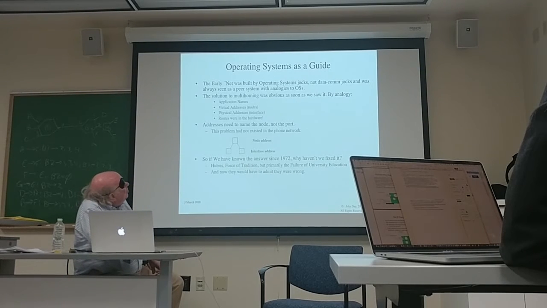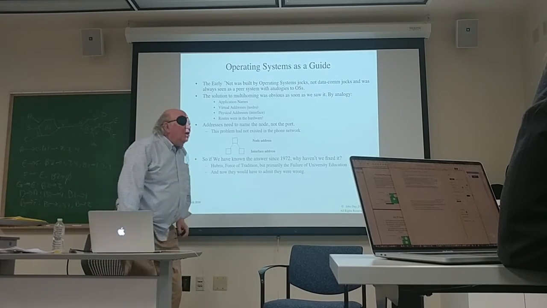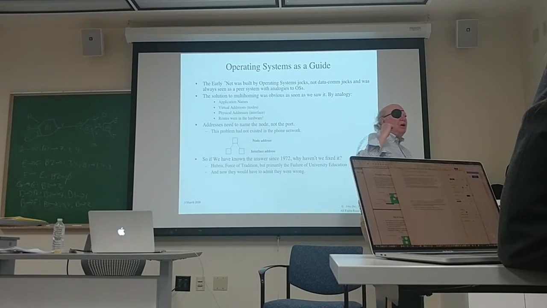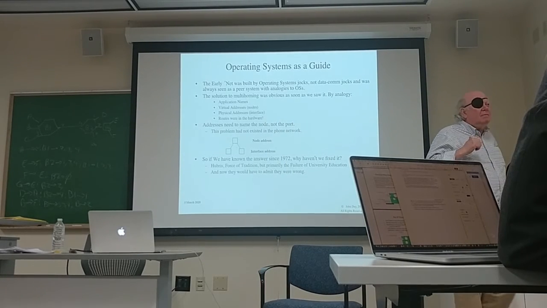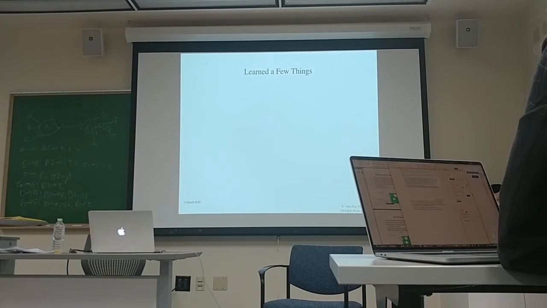Addresses need to name the node, not the port. This problem had not existed in the phone networks. So if we know that the answer was obvious, why haven't we fixed it? Actually, no other network that was built in the 70s made this mistake. Only the internet did. So basically, we want to pattern this after what's going on in operating systems.